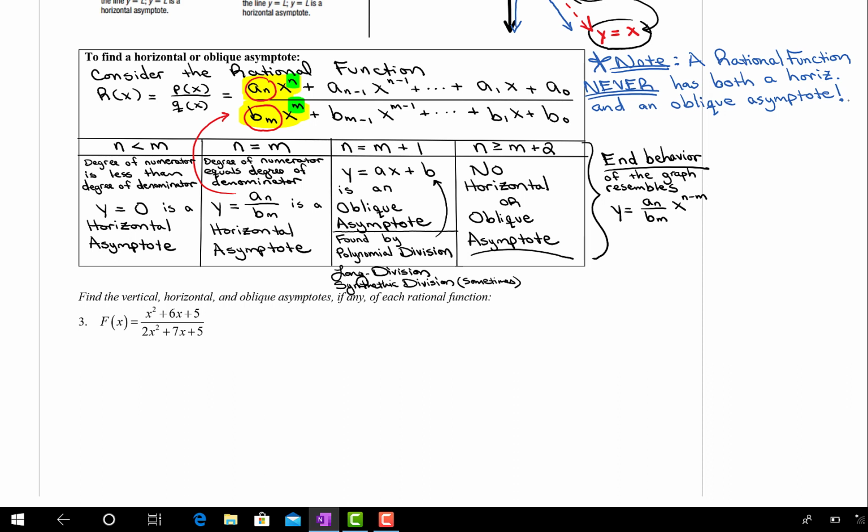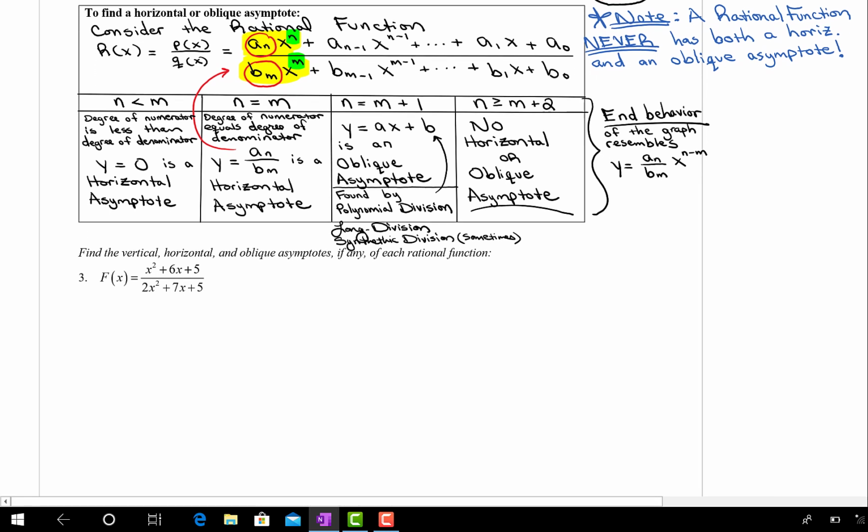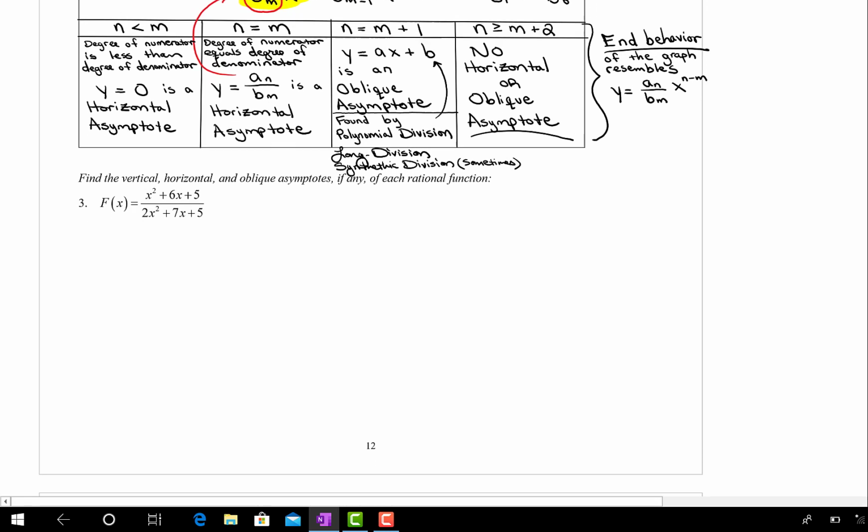So that's it. I think I stated everything we need to know about horizontal and oblique asymptotes. All right, now we're ready to go on to the next problem. The next problem says find the vertical, horizontal, and oblique asymptotes, if any, of each rational function. The rational function for number 3 says f of x is equal to x squared plus 6x plus 5 all over 2x squared plus 7x plus 5.